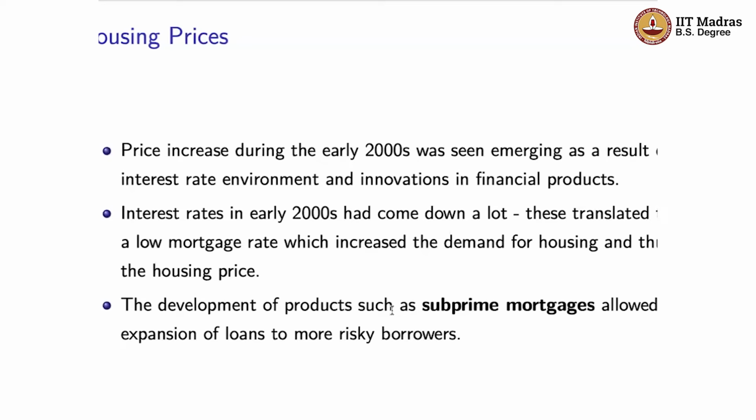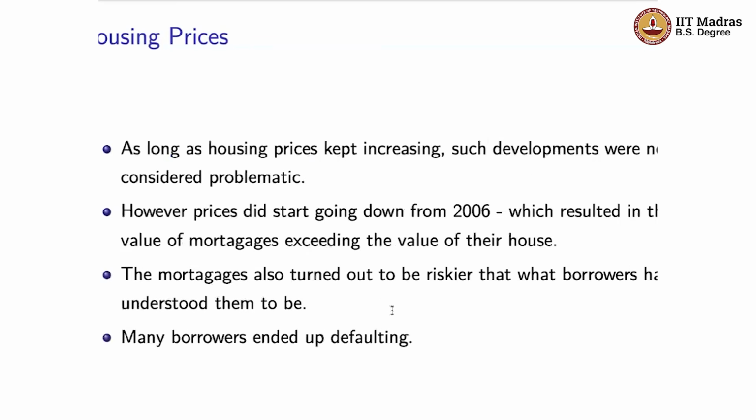The second thing that happened, this innovation in the financial products, was that some new financial products came in, such as subprime mortgages. That allowed the expansion of loans to more risky borrowers than was done previously. Because the set of people to whom you can extend housing loans increased, the demand for housing increased, and that is what led to an increase in prices. Now, as long as house prices kept increasing, these developments were not considered problematic, that you are giving loans to more and more riskier borrowers.